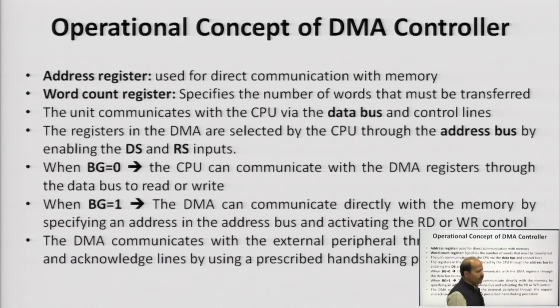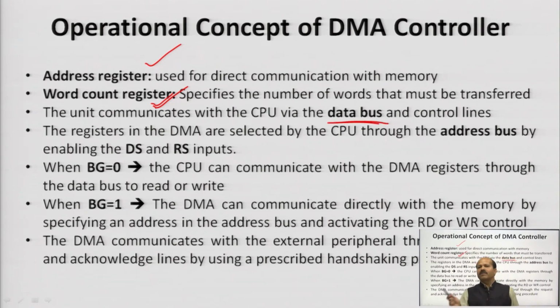You can see the first is the address register, used for direct communication with memory. Suppose the transfer between the IO device and memory is to be conducted by the DMA. The address register is used where addresses are given for a particular location of memory. Then the word count register specifies the number of words that must be transferred in each transfer. Accordingly this value is given in the word count register, and the unit communicates with the CPU via the data bus.